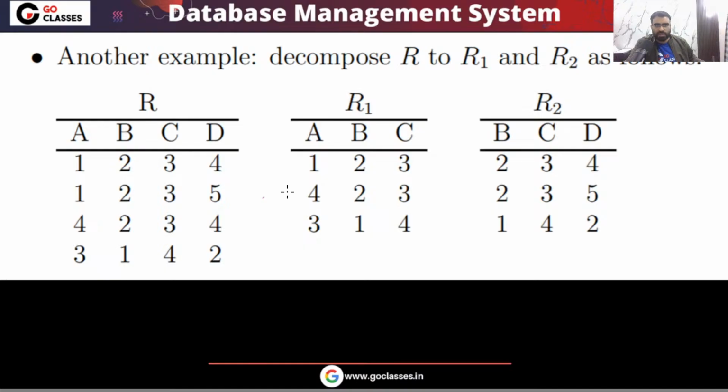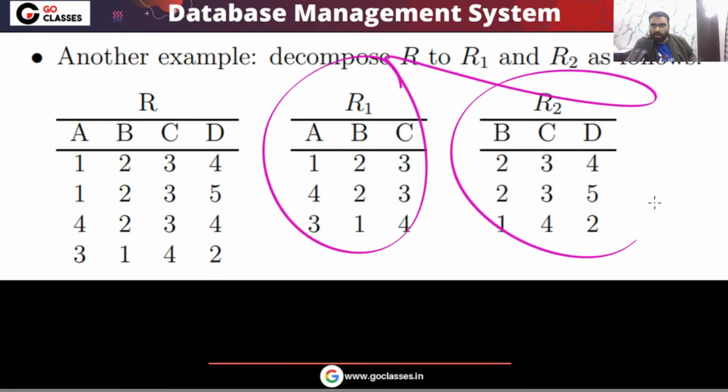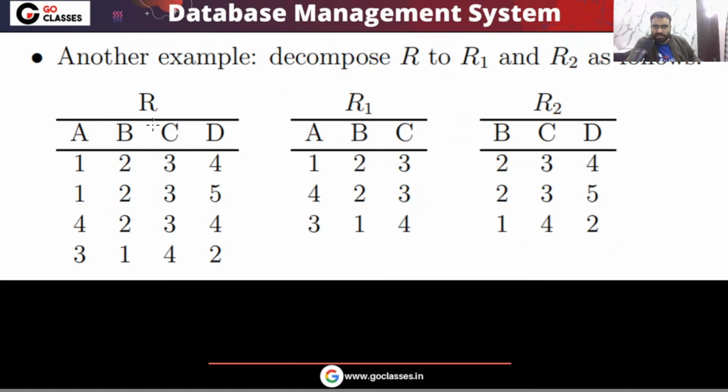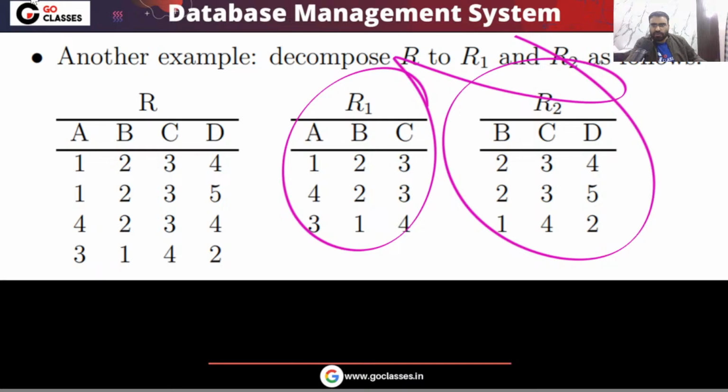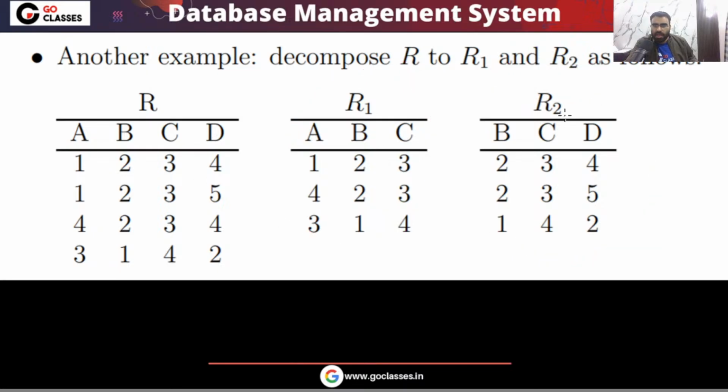So let's move on. In this example, you can see we are decomposing this relation R into R1 comma R2. You can see this is a decomposition. Every attribute of R is preserved. All the attributes A, B, C, D of the original relation appear in at least one of the sub relations. Now let's check whether this is a lossy or lossless decomposition.